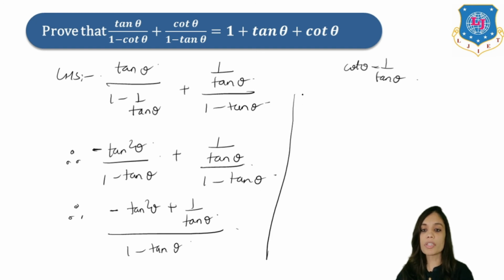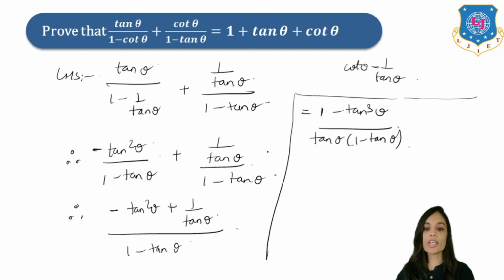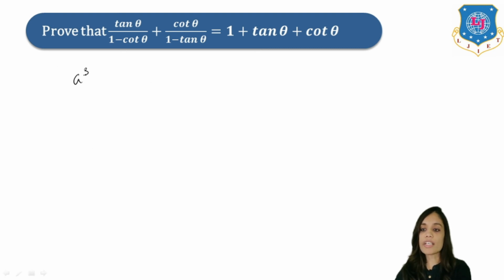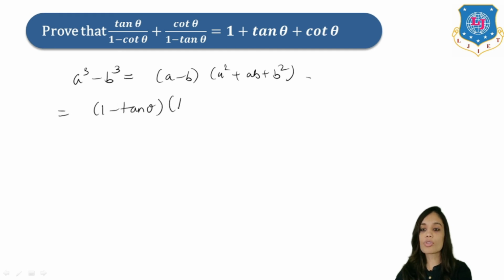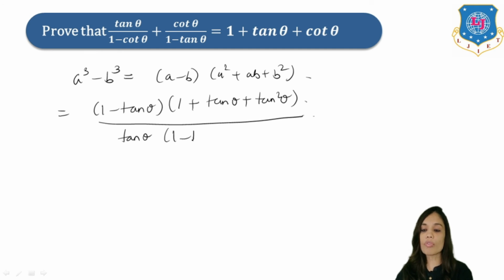Fine. So now this will become 1 minus tan cube theta upon tan theta into 1 minus tan theta. Fine. Now we know the formula of a cube minus b cube. So let us rewrite the formula of a cube minus b cube, that is a minus b, a square plus ab plus b square. So the numerator will become 1 minus tan theta into 1 plus tan theta plus tan square theta. Fine. And upon we have tan theta into 1 minus tan theta. So these two will get cancelled out.